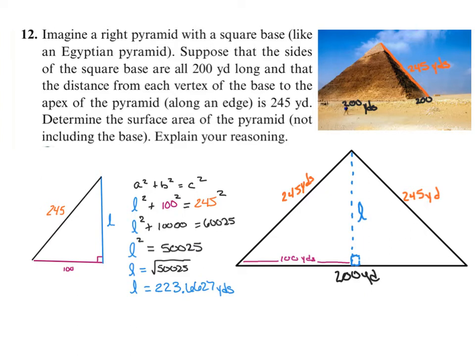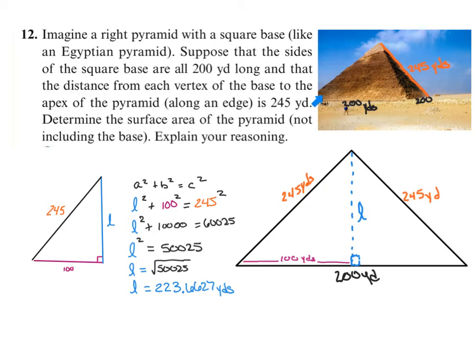In our next problem, imagine a right pyramid with a square base, like an Egyptian pyramid. Suppose that the sides of the square base are all 200 yards long, and the distance from each vertex of the base to the apex is 245 yards.